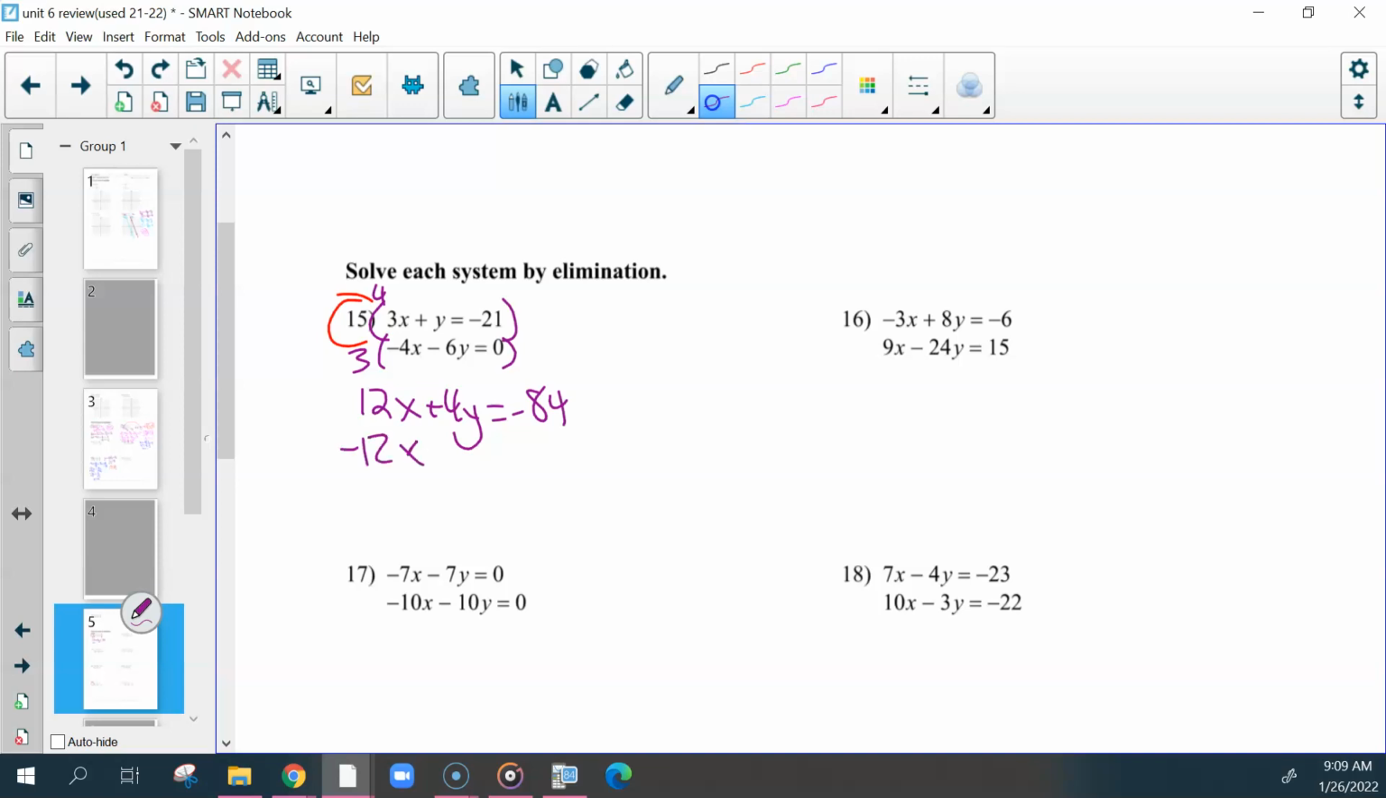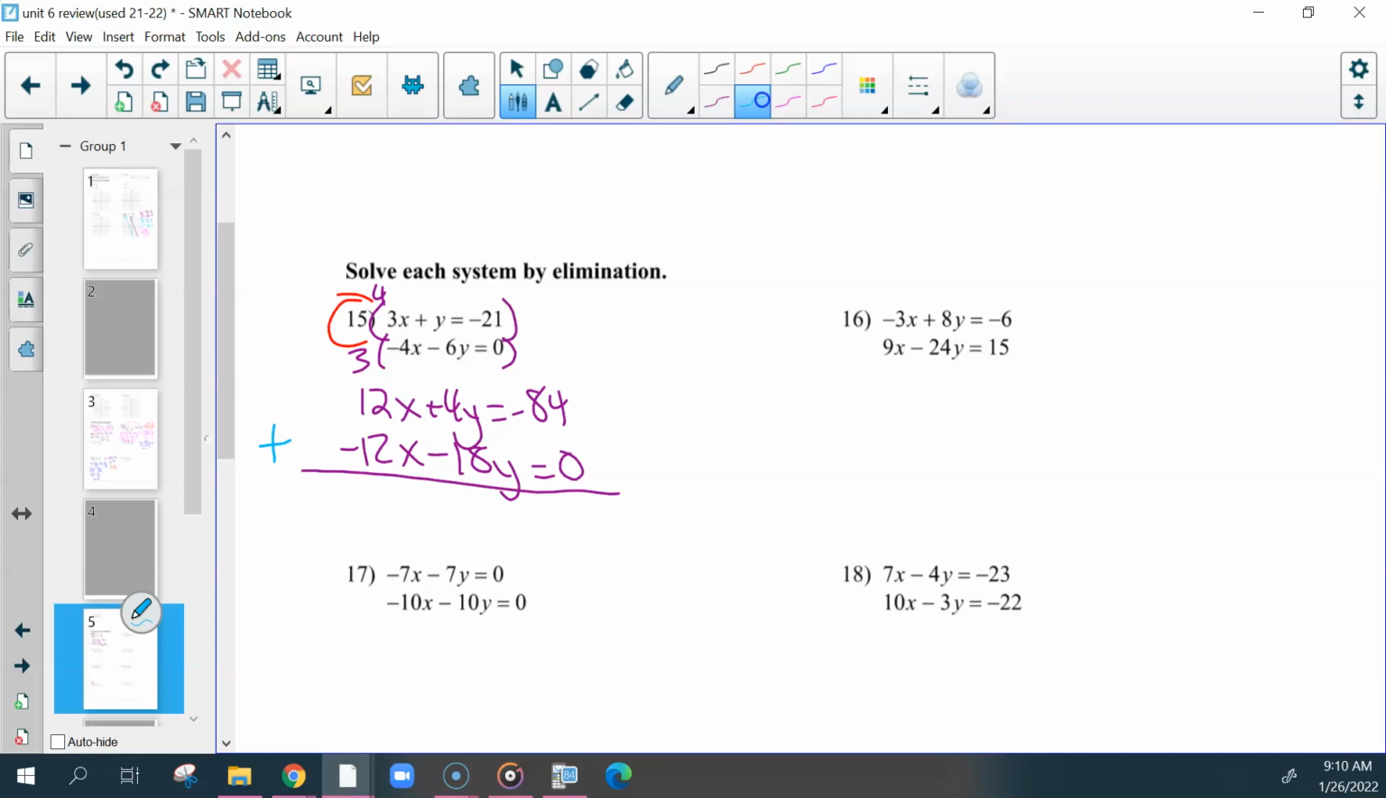And negative 12x minus 18y equals 0. To get rid of x, would we add or subtract? Add. We would add them because they're different. So if you have a positive and a negative, add them. But if they're the same, whether that's positive or negative, subtract. Show me how you eliminated them, whether that's adding or subtracting. Show me that.